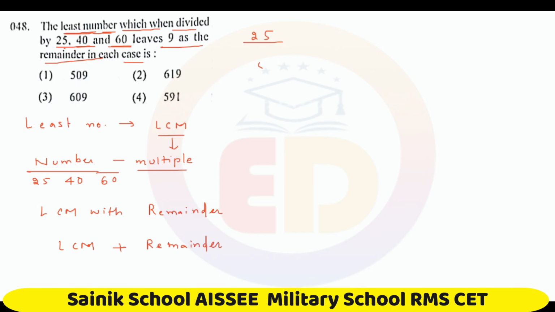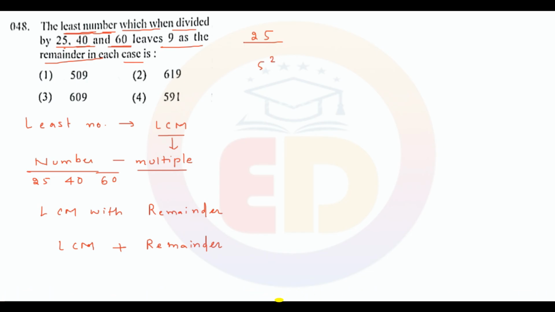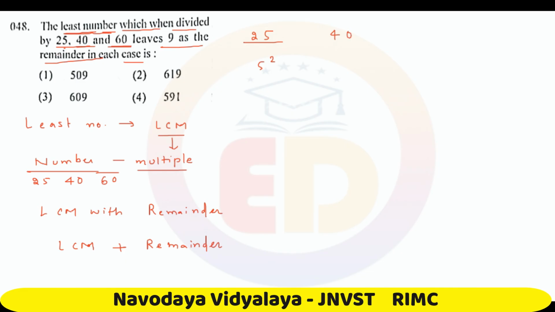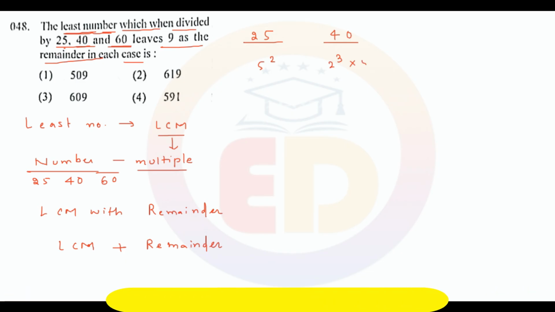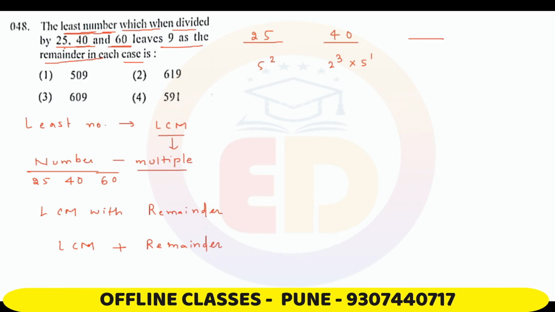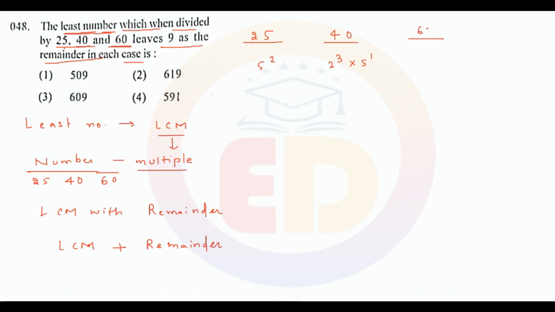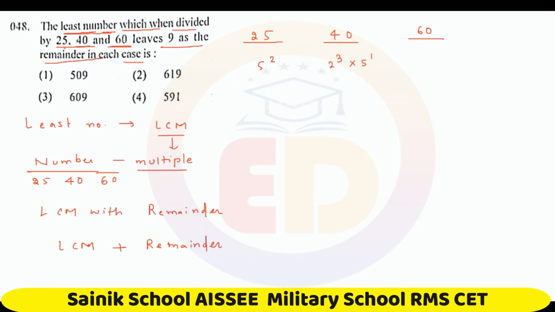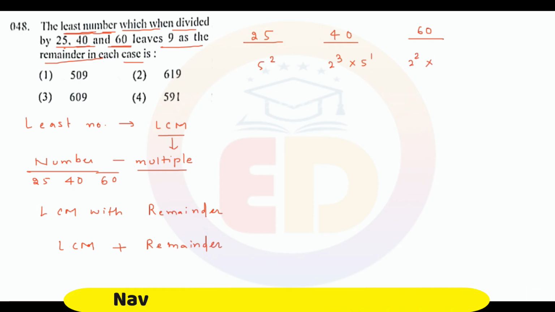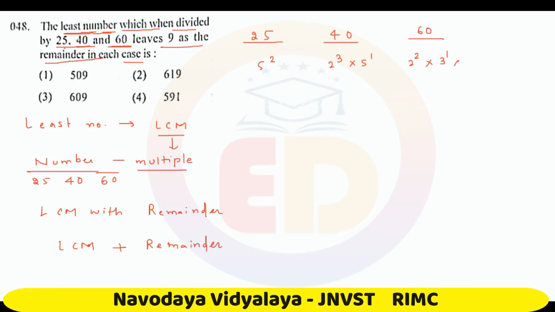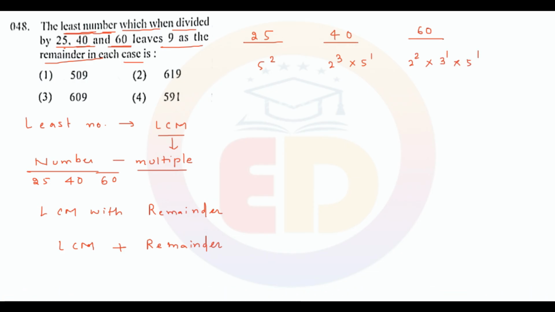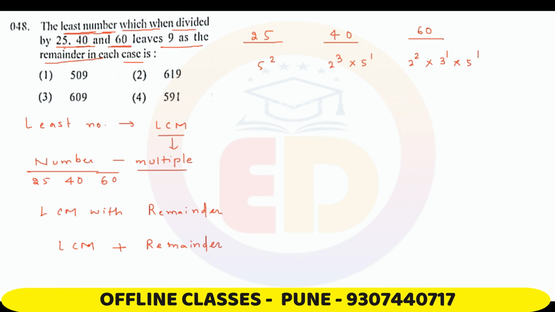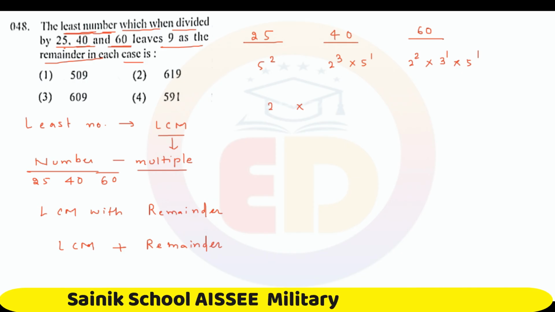Factors of 25 are 5 to the power of 2. Factors of 40 are 2 power 3, 5 power 1. And factors of 60 are 2 power 2, 3 power 1, 5 power 1. Now in LCM we take all the factors. So all the factors are 2, 3, 5.